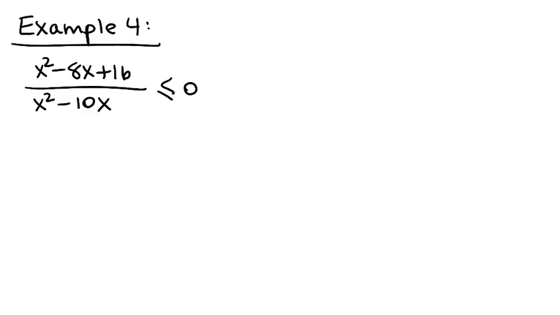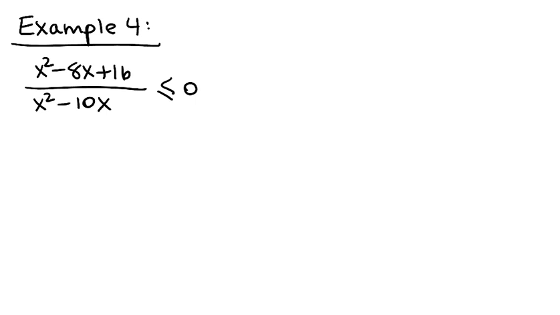So at this point you might be thinking, well, why don't I just test one of the intervals and then just alternate positive, negative, positive, negative, positive, negative? And I'll show you why that's really not a good idea. So here we've got one where I've got x squared minus 8x plus 16 over x squared minus 10x is less than or equal to 0. And what I'm going to do is start by factoring this thing, because that's the way that we find the zeros of a quadratic or a polynomial, usually. And these are both factorable.